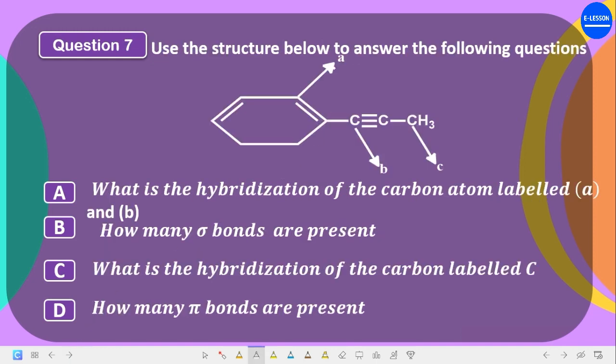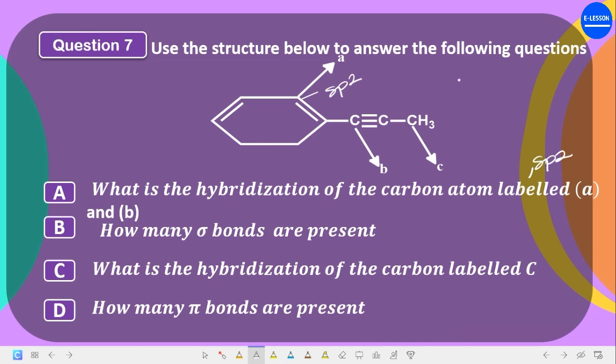The next question says, use the structure below to answer the following question. This is where I want you to focus your attention, and where I will be spending a lot of time. What is the hybridization of the carbon atom labeled A in this compound? The hybridization here is sp2. How many sigma bonds are present in this compound?